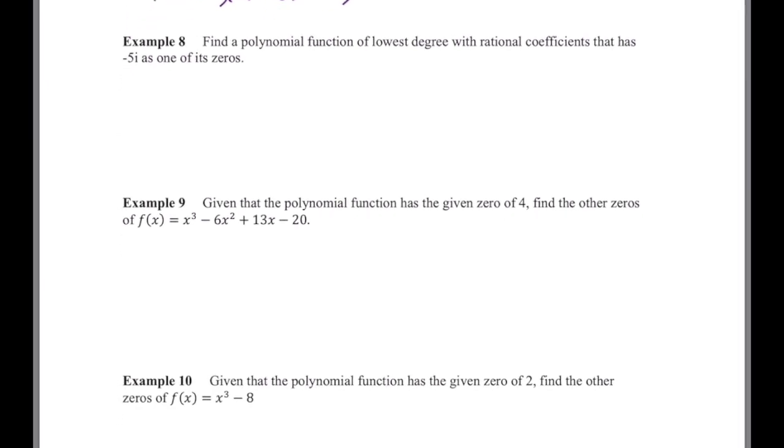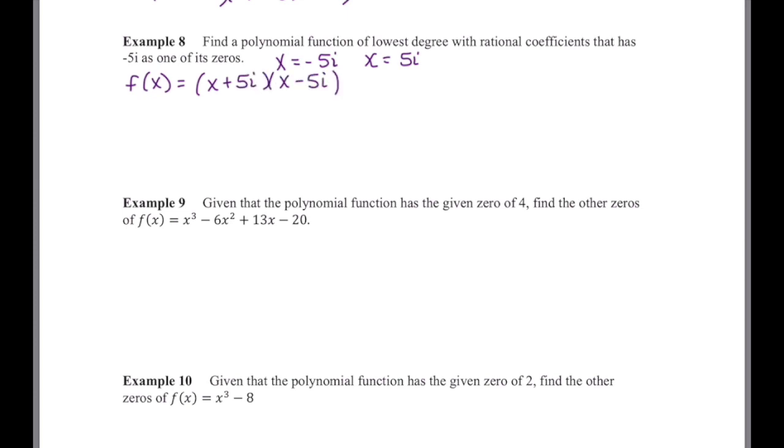Find a polynomial function of lowest degree with rational coefficients that has negative 5i as one of its zeros. So if I know that x is equal to negative 5i, I also know that x has to equal positive 5i. My function factors will now be x plus 5i and x minus 5i.